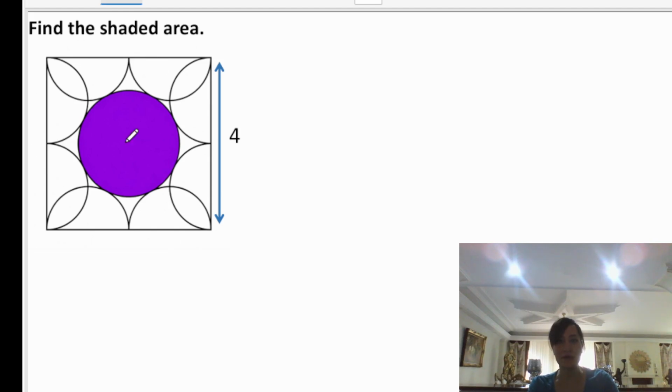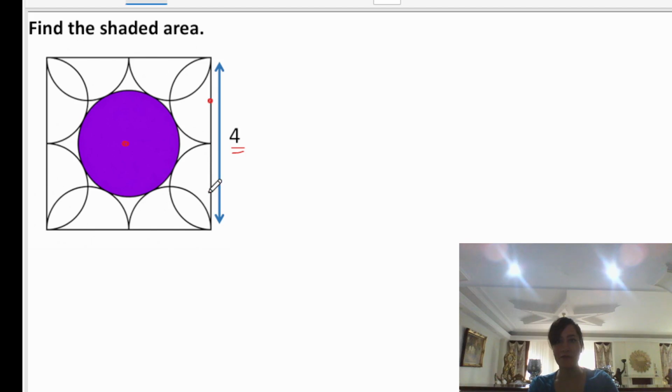So let me put the center of this purple circle, and the only information that the question gave us is the length of this square. We see for each side of this square, two semicircles cover each side and lie on each side.